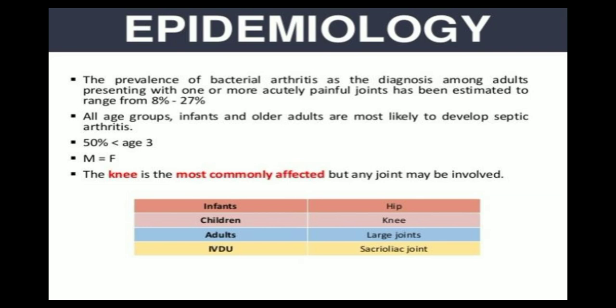So we will see which kind of population is affected and which joints are affected in that particular population. In the infant population, mostly the hip joint is affected; in children, the knee joint; in adults, large joints; and in IVDU, which means intravenous drug use, the person who uses intravenous drugs, mostly the sacroiliac joints are affected, which are present in the pelvis.